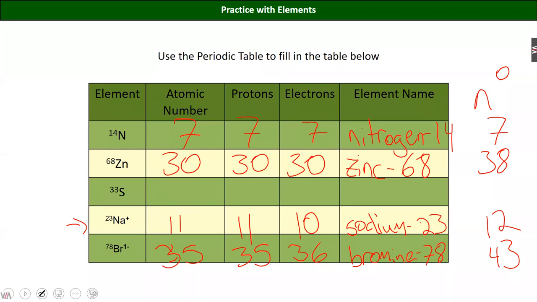All right, so that is the bulk of the homework questions, and it's going to be the bulk of the quiz questions this week: can you look at a periodic table, or if I give you a table like this, can you fill it out properly? And I won't always give you the symbol over here. I could give you protons, neutrons, and electrons and have you fill in the symbol and the name.